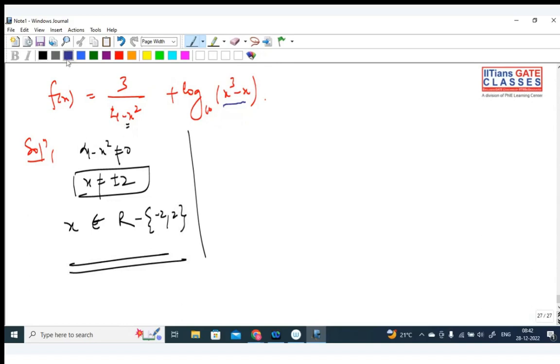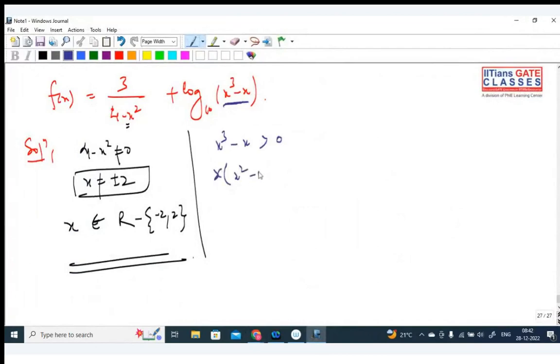Now come to log. Log is very special. I have told you while teaching log that this should not be equal to zero. In fact, this should not be negative also. Log of a negative number is not defined. So x cube minus x should always be greater than zero. You can take x common here. So this is x square minus 1 greater than zero.